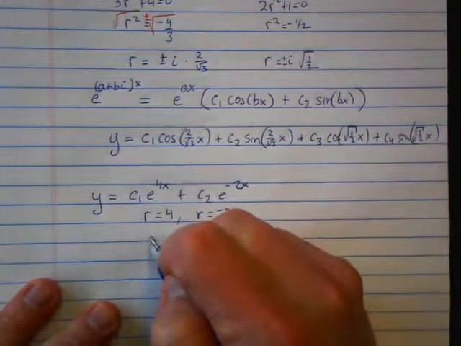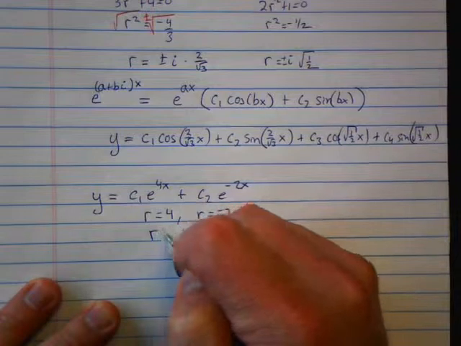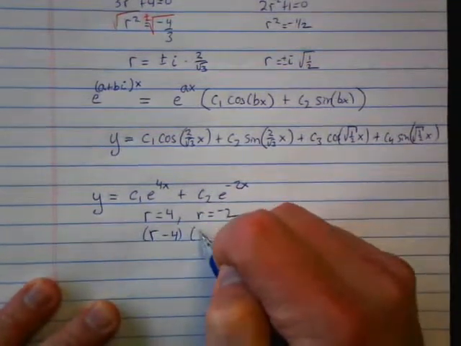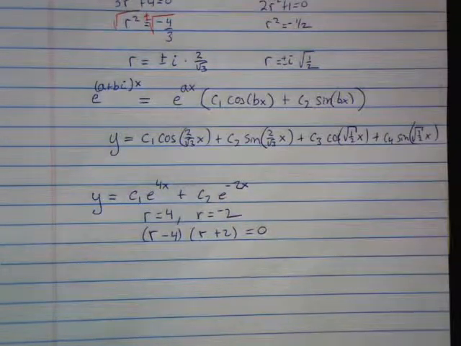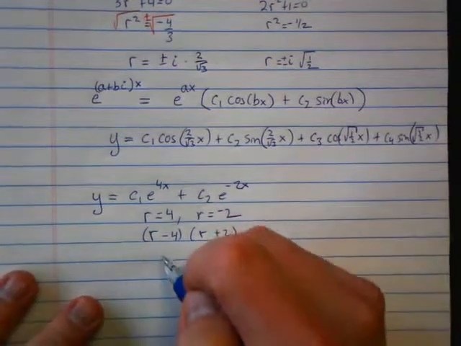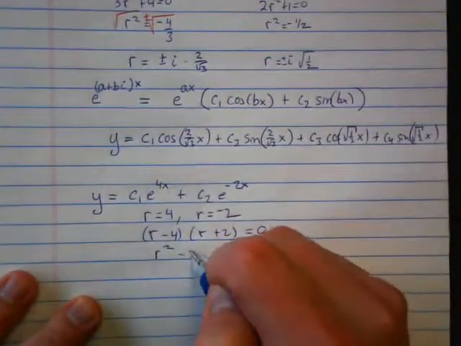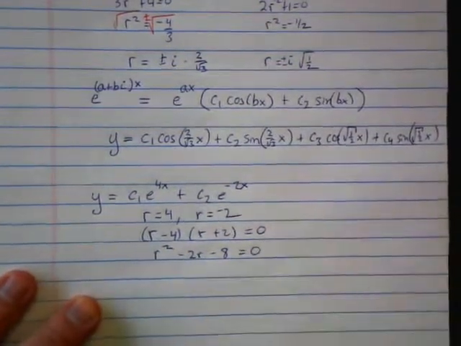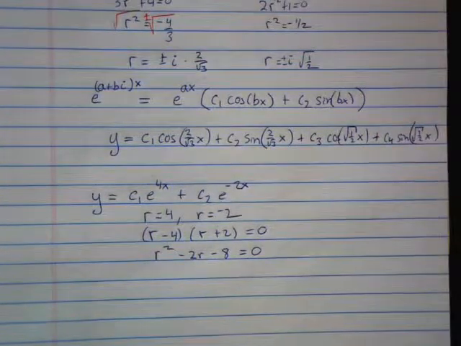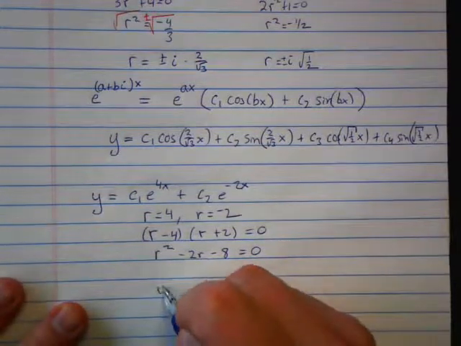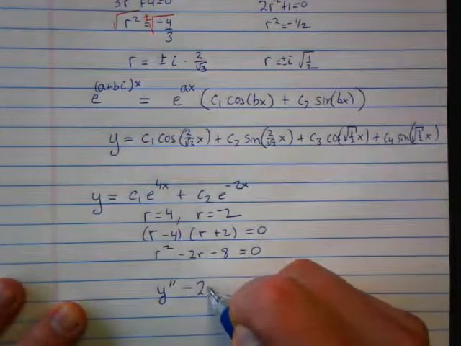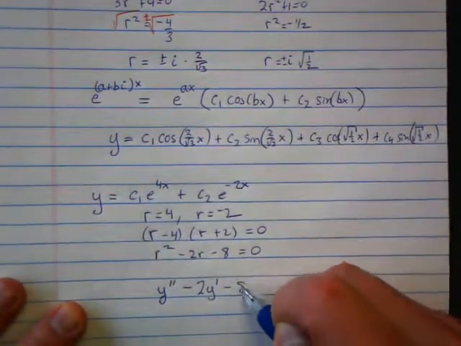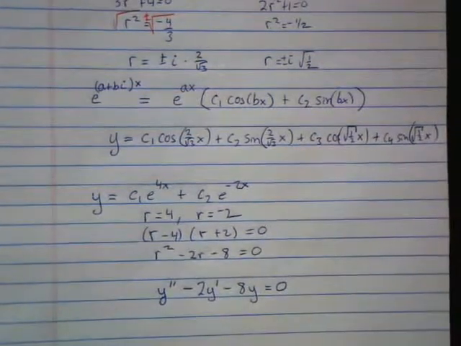You had to have, not x, r, but you had to have an r minus 4 times r plus 2 equals 0. That had to be your characteristic polynomial. FOIL it out. That's r squared minus 2r minus 8 equals 0 when you FOIL it out. Which tells you your original differential equation was y double prime minus 2y prime minus 8y is 0.